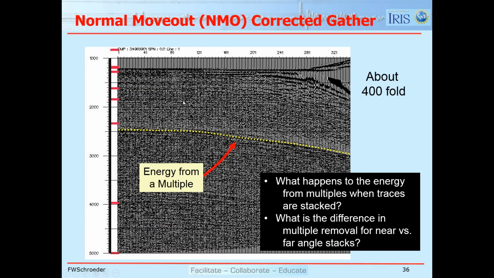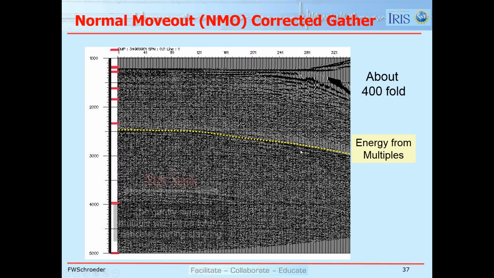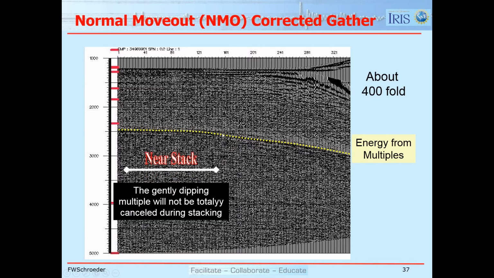Again, this is a normal move-out corrected gather. We have flattened a lot of the primary reflectors. We still see some events that are curved down. That would be due to a multiple. If we stacked just near trace data, the multiple still curves down, but not that much. If we'd summed all of these traces, we would not necessarily cancel all of that multiple.